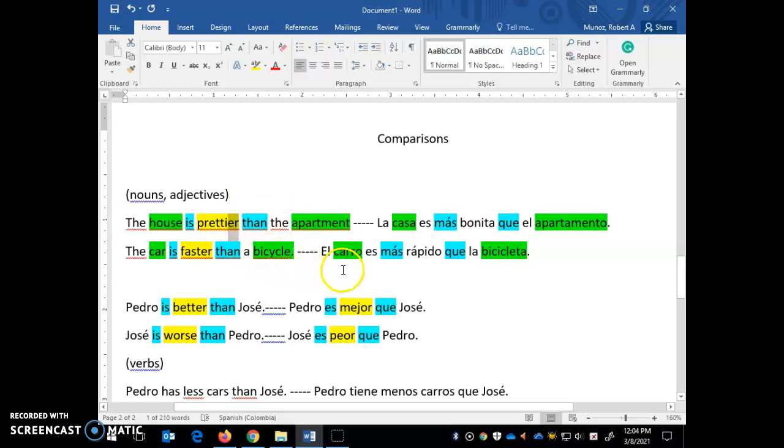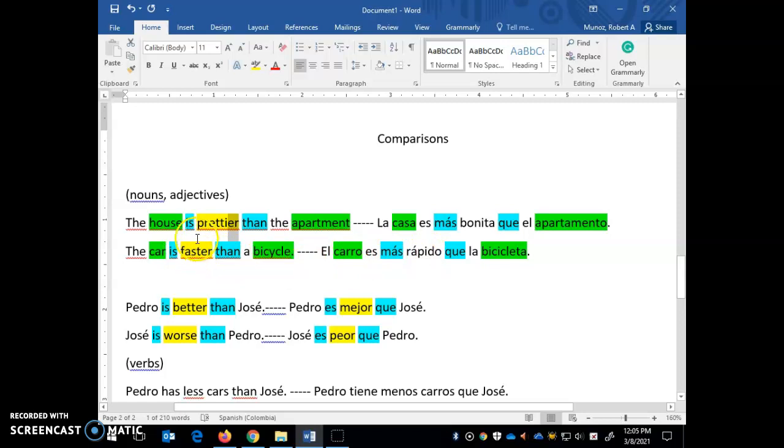Second example. El carro es más rápido que la bicicleta. We have the nouns that we're comparing, carro, bicicleta, and then we have más, and then you have que. So then equals que, and faster means más, if we are transferring this information to Spanish. Más rápido, faster. Two words in Spanish, one word in English.